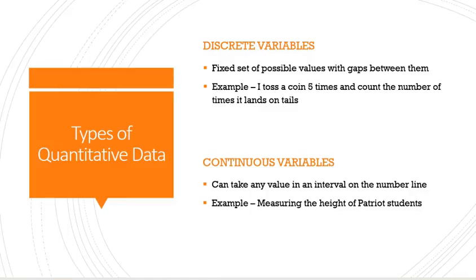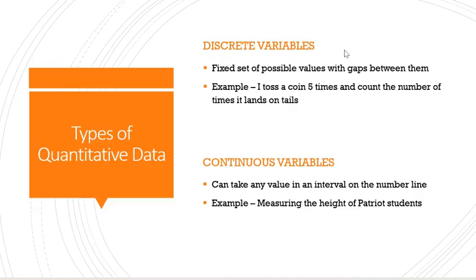Quantitative data can be further classified into two groups. We call it discrete or continuous. So discrete variables have fixed possible values that they could take. So if I toss a coin 5 times and I count the number it lands on tails, it could be 0, 1, 2, 3, 4, or 5. But those are the only options.